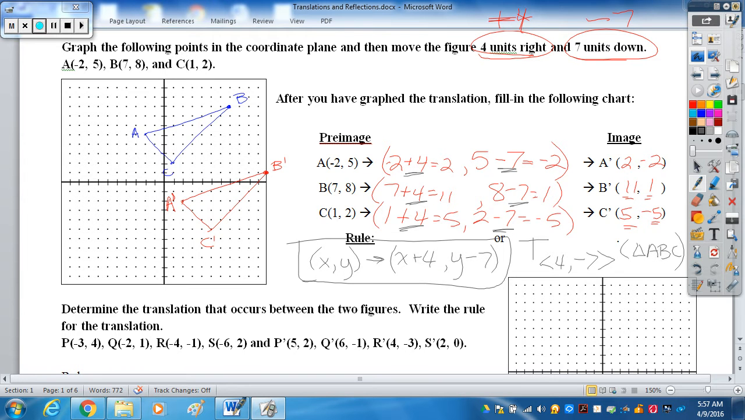Now, what I want you to do is I'd like you to pause the computer and go and do the next example. It's kind of the same, but this time, I'm giving you the pre-image's ordered pair and I'm giving you the image's ordered pair, and I want you to tell me what the translation is going to be. So take a moment and go and graph those out for me, and then come back and we'll talk about what you did.